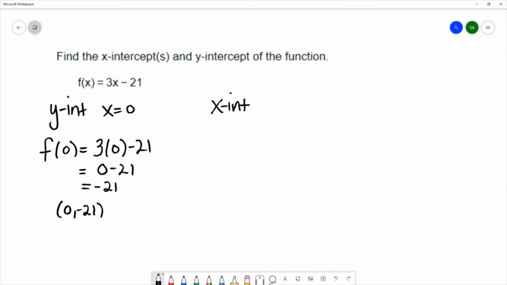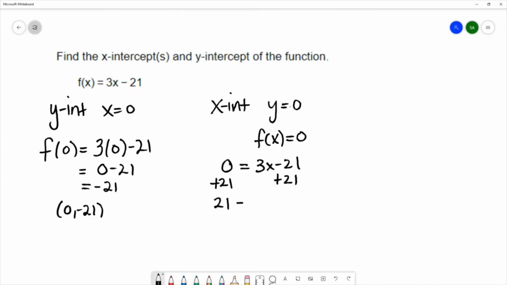Then we want to find the x-intercept. To find the x-intercept, you let y equal 0. And in our function notation, f of x is what represents y. So we're letting f of x equal 0. That would give us 0 equals 3x minus 21. And we'll solve that equation by adding 21 to both sides. That gives me 21 equals 3x. I'm going to solve for x by dividing by 3. That gives me x equals 7. And my x-intercept is the ordered pair (7, 0).